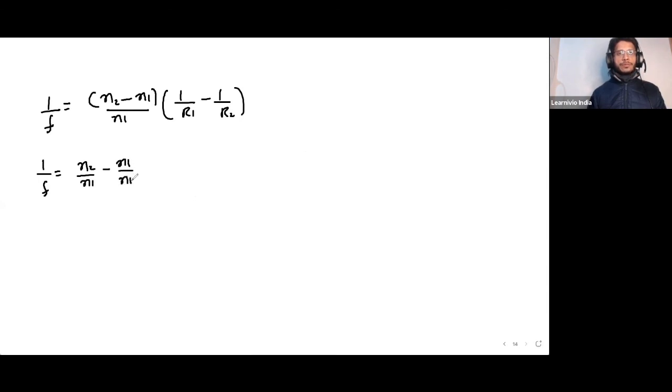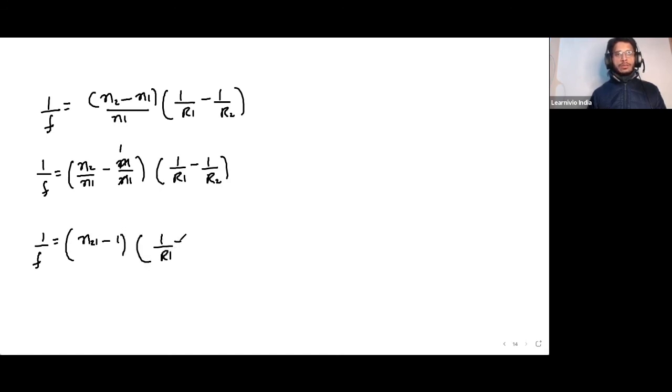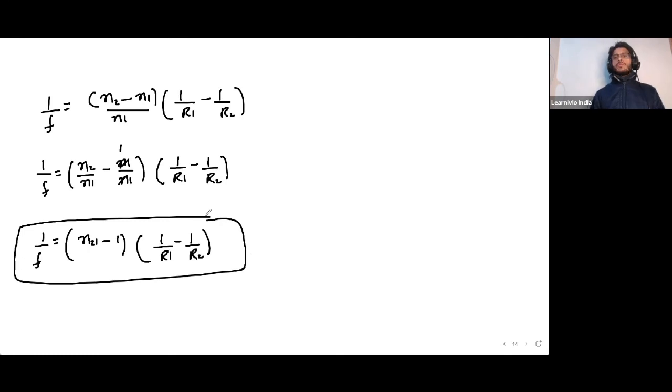So I can further write this as 1 by F is N2 by N1 minus N1 over N1, into 1 by R1 minus 1 by R2. N1 will cancel this N1, it's 1. So 1 by F is N21 minus 1, into 1 by R1 minus 1 by R2. This is the lens maker formula: 1 by f is n21 minus 1, 1 by r1 minus 1 by r2.